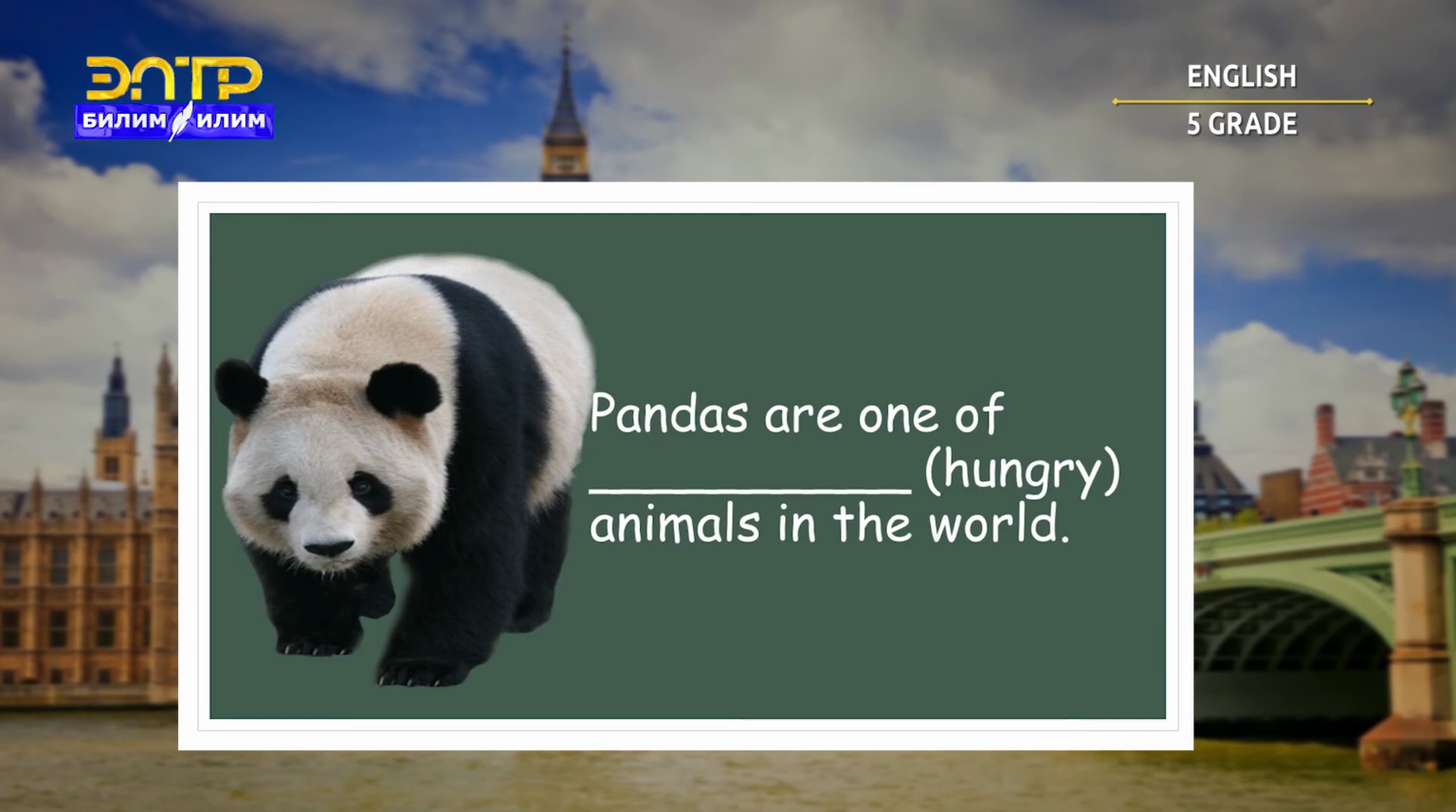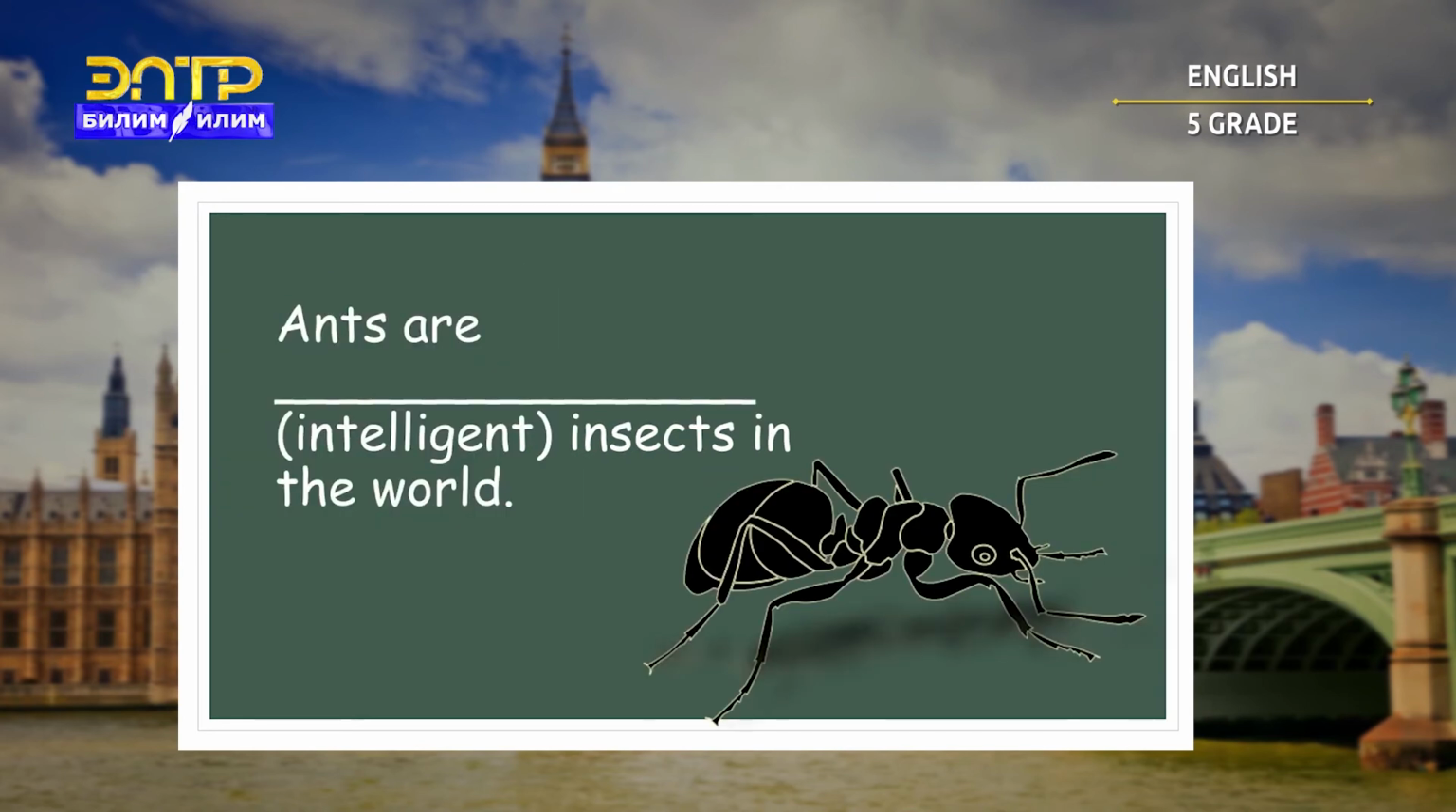Think about the superlative form of the adjective hungry. Pandas are one of the hungriest animals in the world. Do you remember how to make the superlative form of two-syllable adjectives? Well, ants are the most intelligent insects in the world.